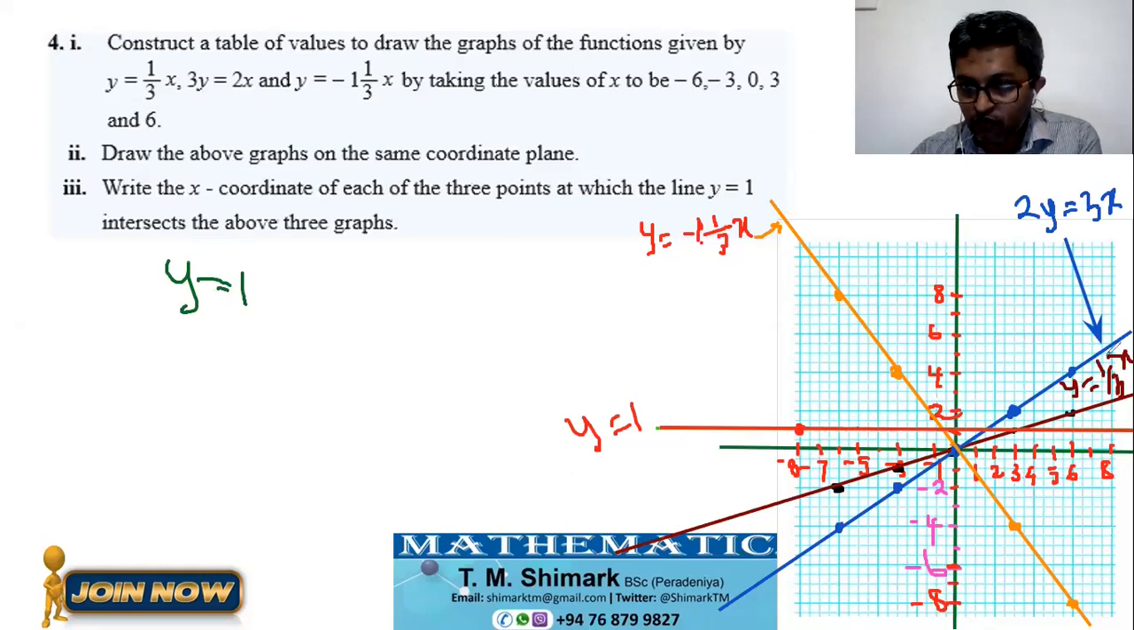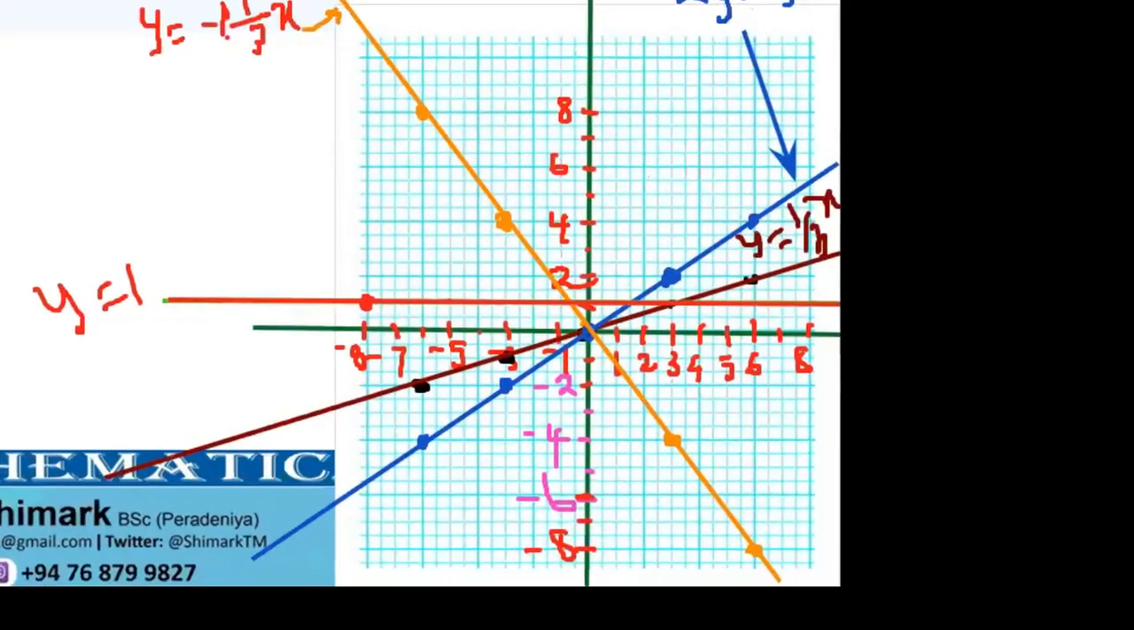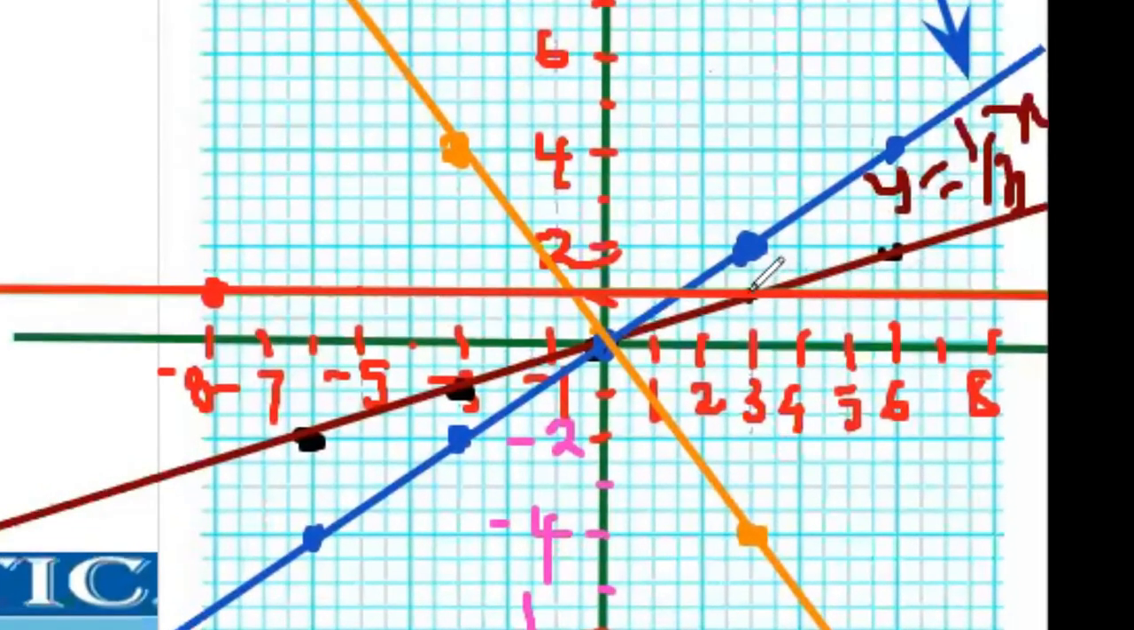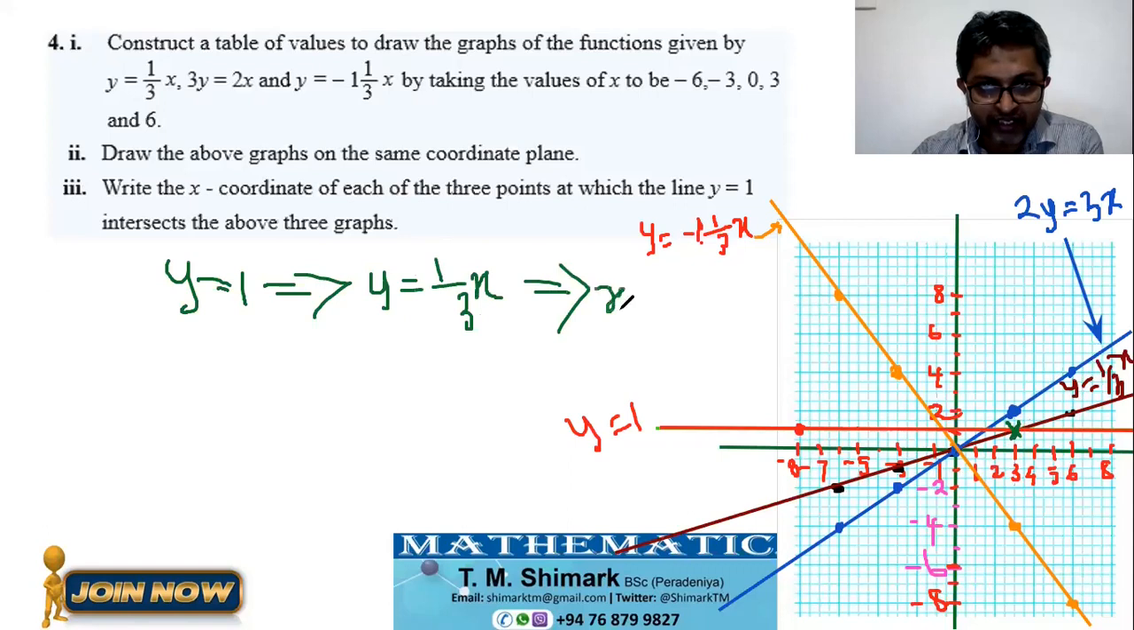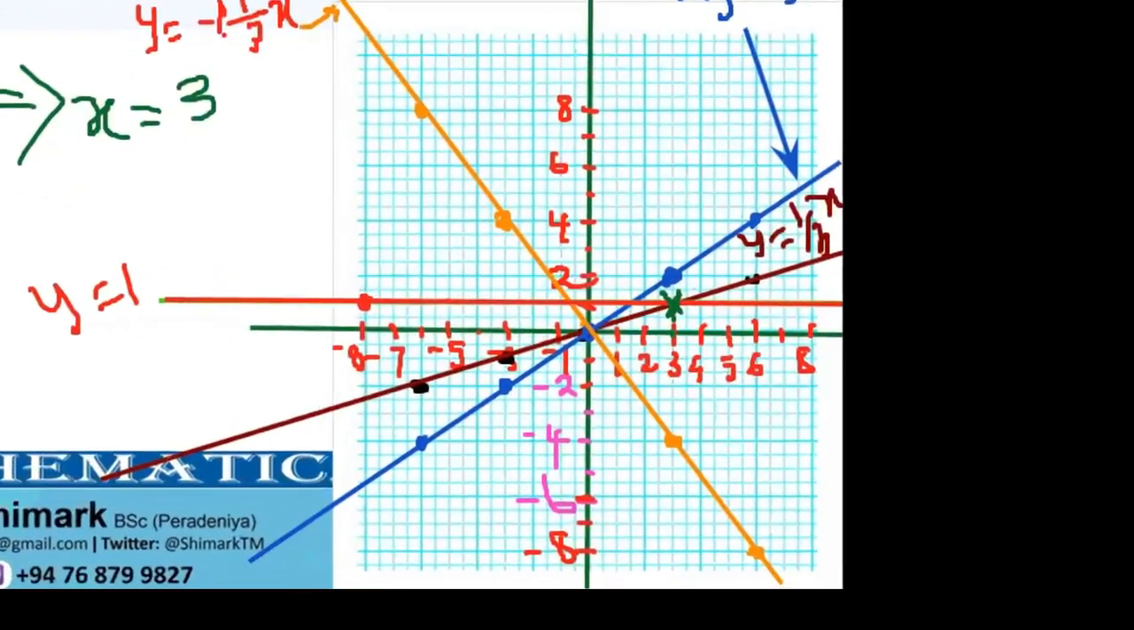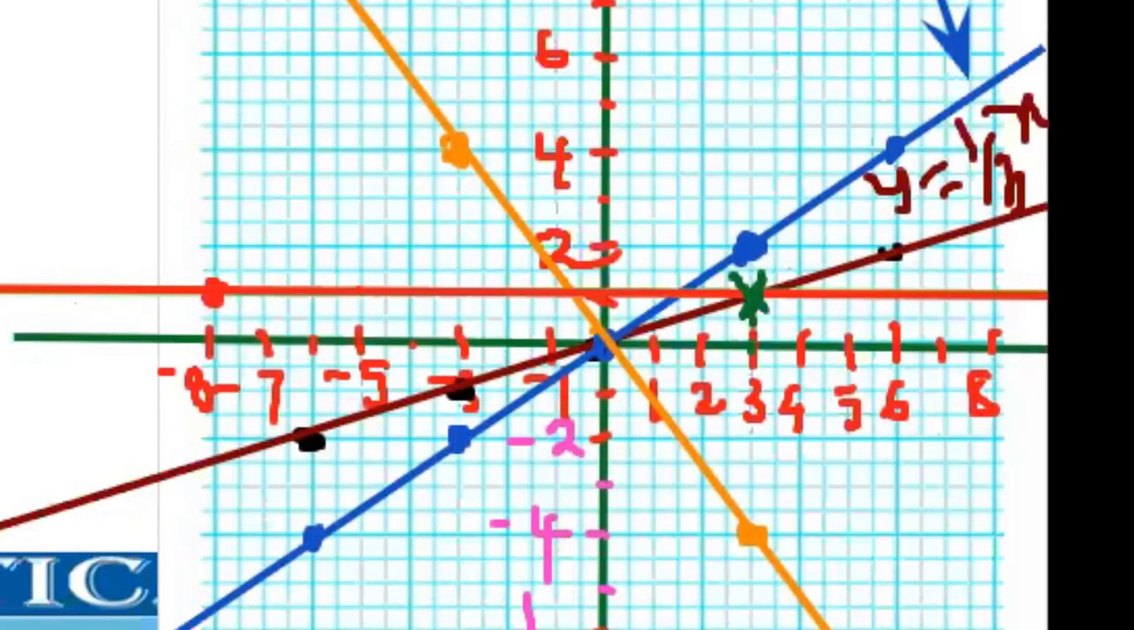Okay, let's check. The first equation we drew was y equals 1/3 x, which comes exactly here, right? Check where it intersects our y equals 1 line, the red one, here. That means you have to write the x-coordinate. So y equals 1 on y equals 1/3 x, the x-coordinate is equal to 3, right?